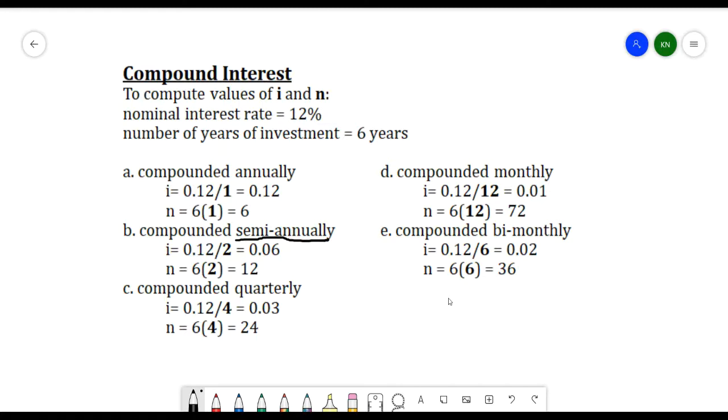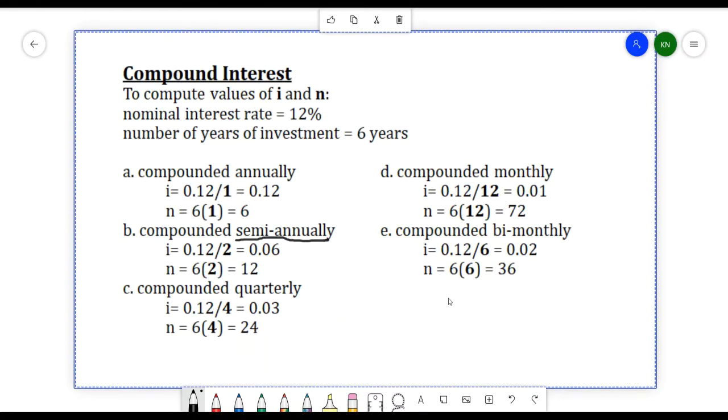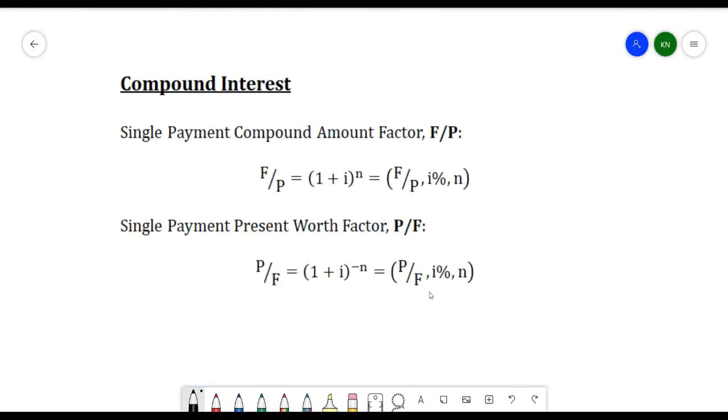So now we will be moving forward to the examples of compound interest. Again, you need to remember the formulas that we have for compound interest so that we'll know how we can apply them to some problems. We also have the single payment compound amount factor, or F over P, that is equivalent to (1 plus I) raised to N, and the single payment present worth, which is P over F, that is (1 plus I) raised to negative N.